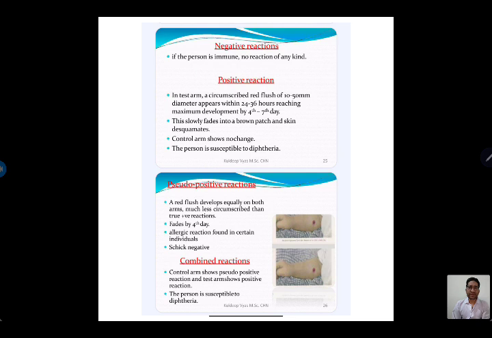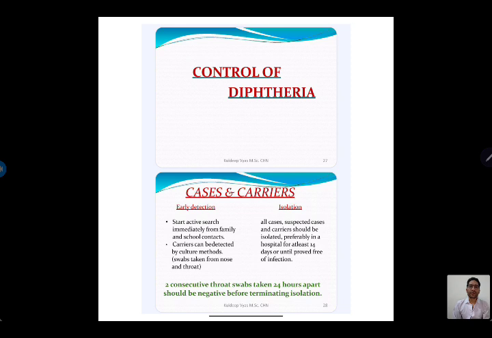Pseudo positive reaction: a red flush develops equally on both arms, much less circumscribed than the true positive reaction. It fades by the 4th day. This is an allergic reaction found in certain individuals. Schick negative. Combined reactions: the control arm shows the pseudo positive reaction and the test arm shows the positive reaction. The person is susceptible to diphtheria.